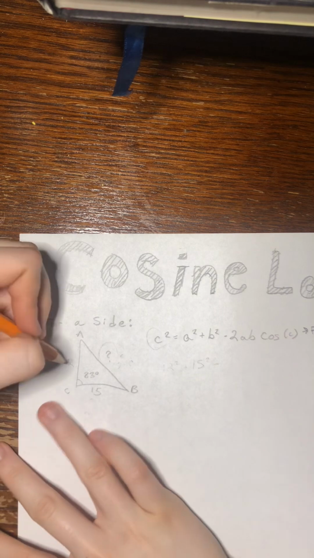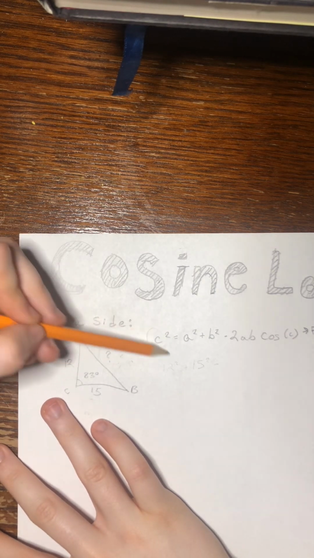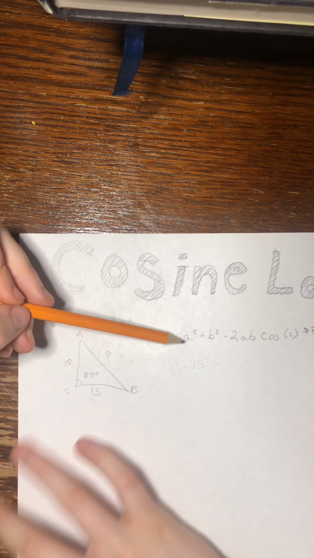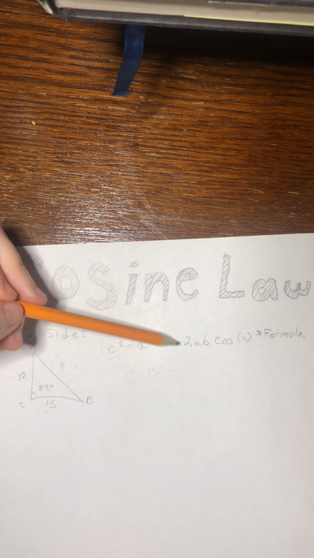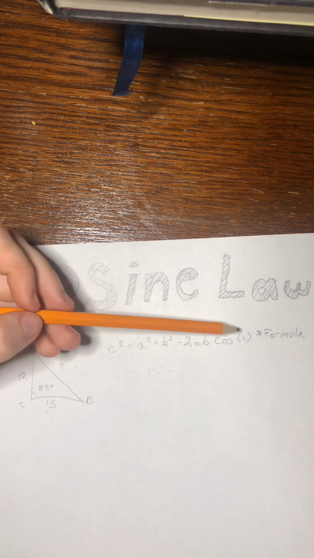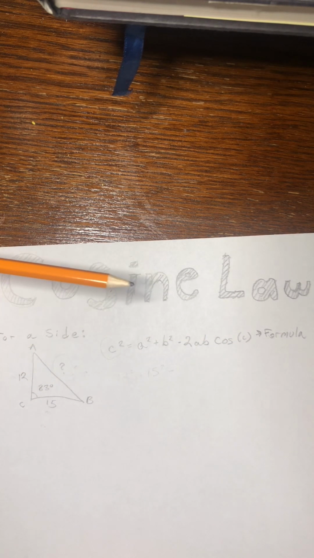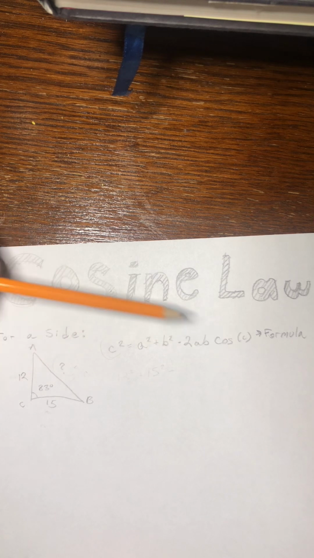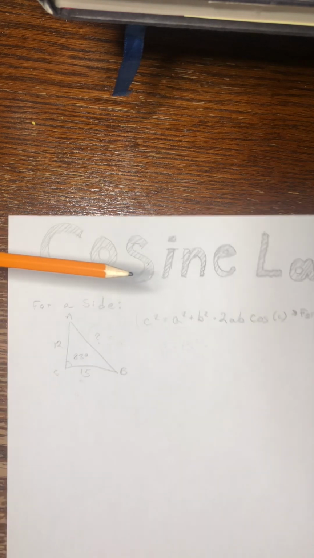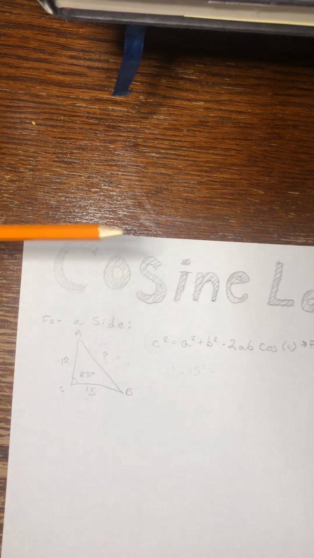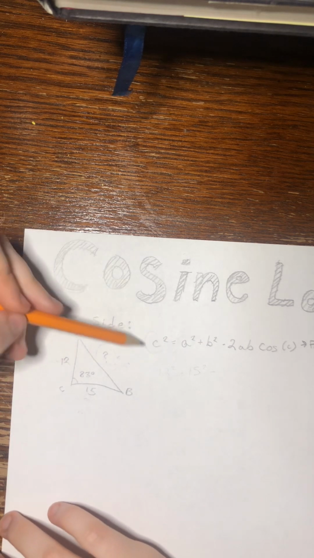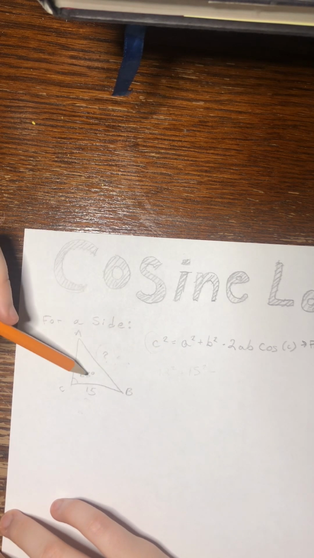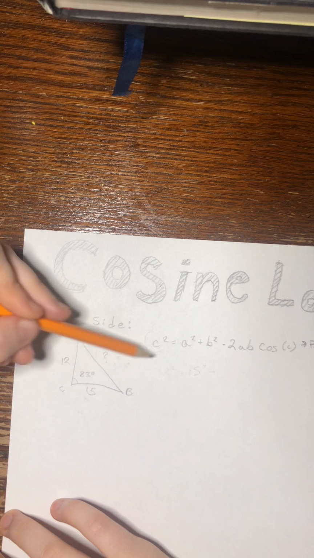A way we can solve that is by using our formula, which is C squared equals A squared plus B squared minus 2AB times the cos of C. By the way, these brackets are not necessary. They are just helpful for me to break up the formula. So let's add this question to this formula.